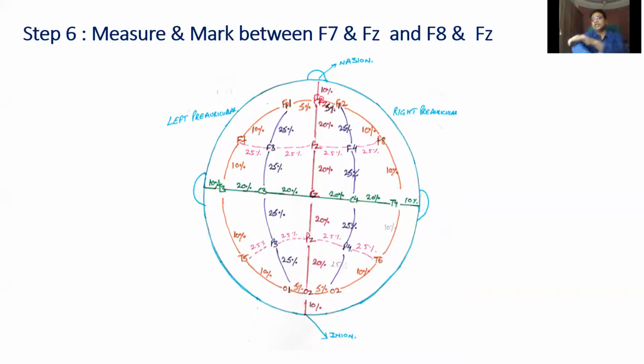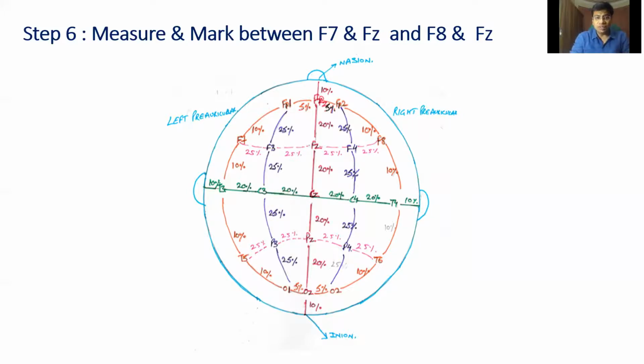Why are these locations important? Because I told you frontal channels will mainly give you delta sleep, which is characteristic of stage N3, and it will also give you K complex, which is characteristic of stage N2. Central lobe will give you spindles, which is a characteristic of stage N2, and occipital will give you alpha waves, which is a characteristic of wake stage.